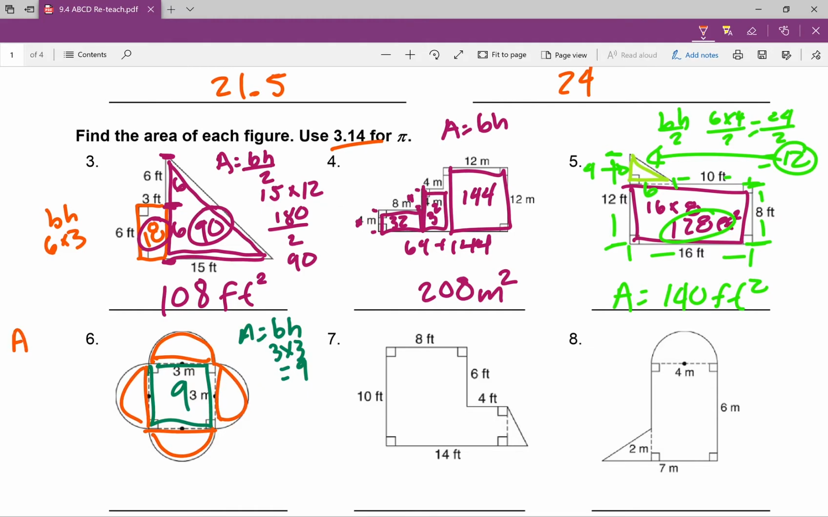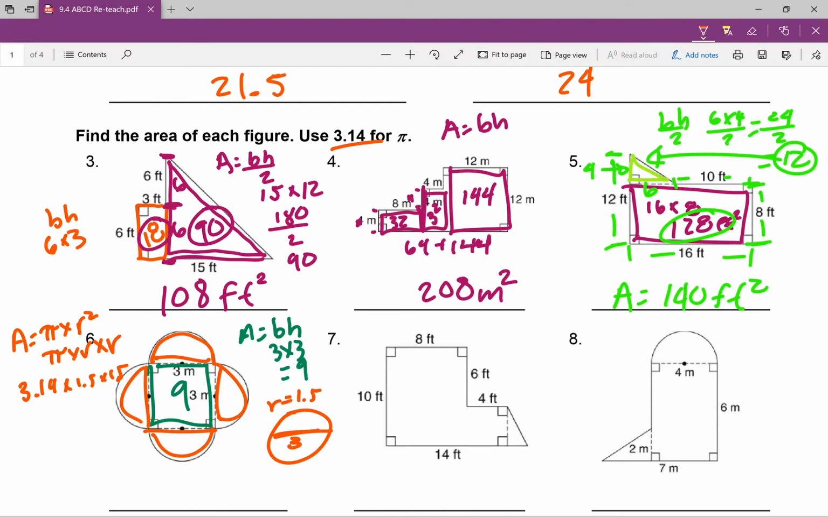So the area for a circle is pi times r squared, or pi times radius times radius. Now if I draw this circle on the side, the measure that I'm given is 3, and that's my diameter, but I need my radius, so my radius is 1.5. So when I substitute the values in, I get 3.14 times 1.5 times 1.5.